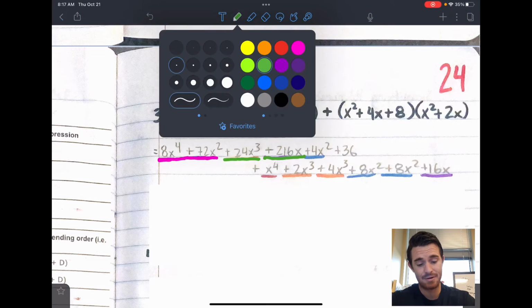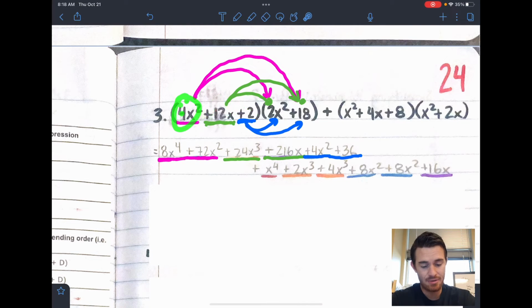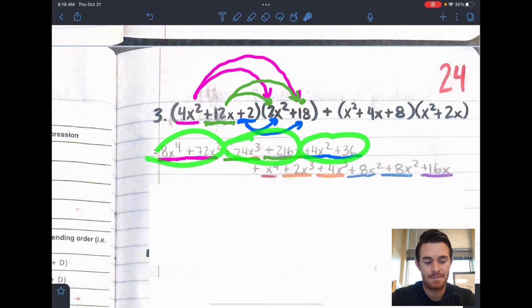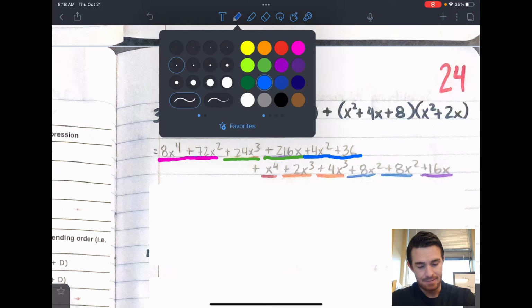Now, there's a third term in here, so we need to do it again. So 2 times 2x squared and 2 times 18. So 2 times 2 is 4x squared, and 2 times 18 is 36. So we distributed 3 terms inside of there, and we got 3 of those expressions right here. Then we need to do the same thing again over on the other side.